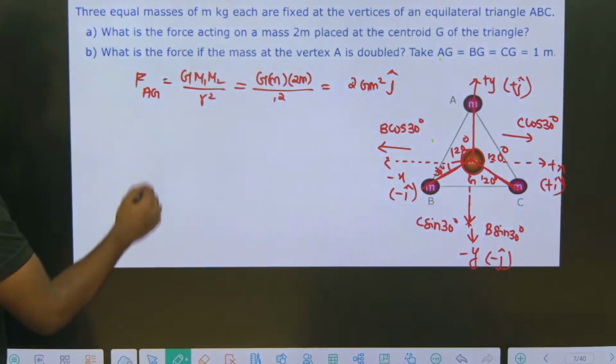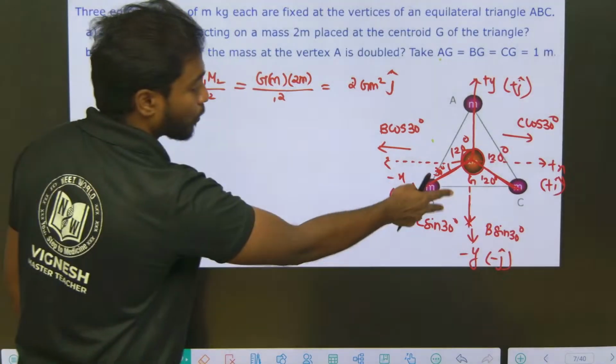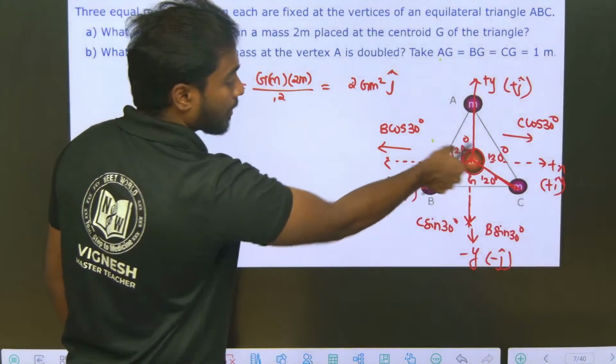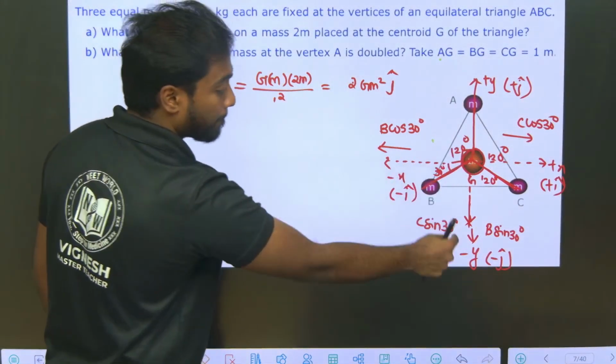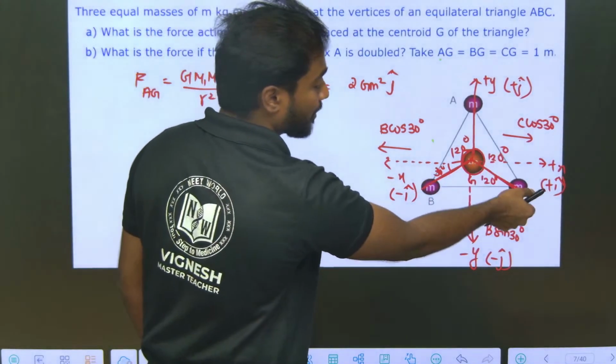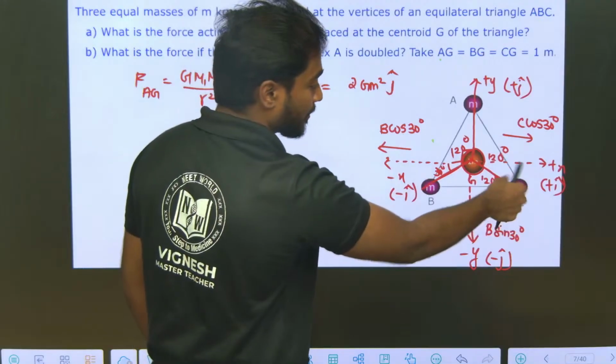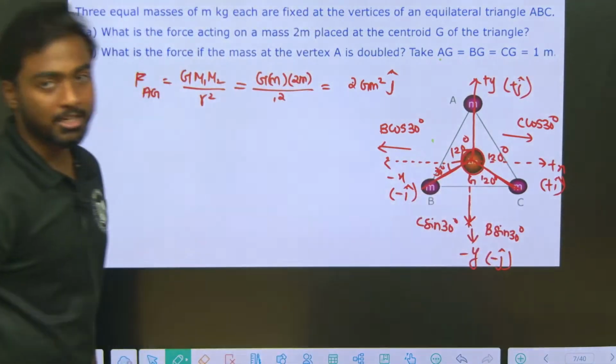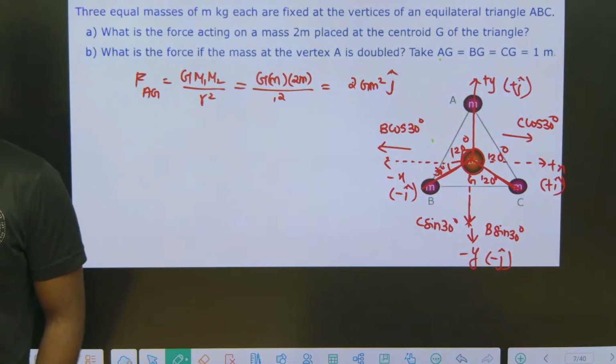Right. So now let me write the things I need to get: B cos 30 with G, B sin 30 with G, then C cos 30 with G, C sin 30 with G. Everything I need to write now.